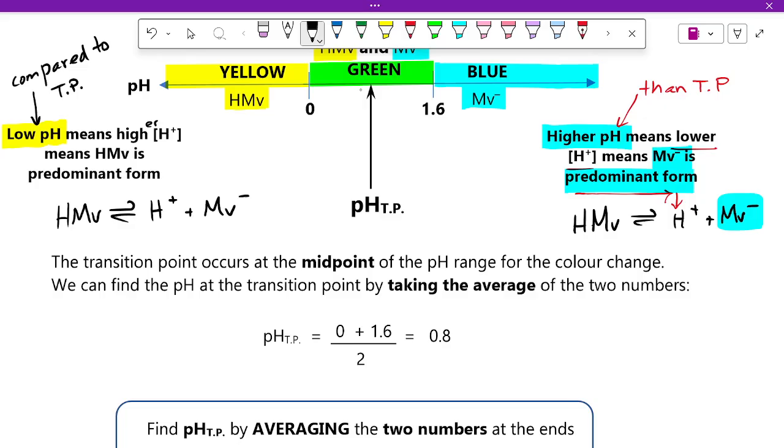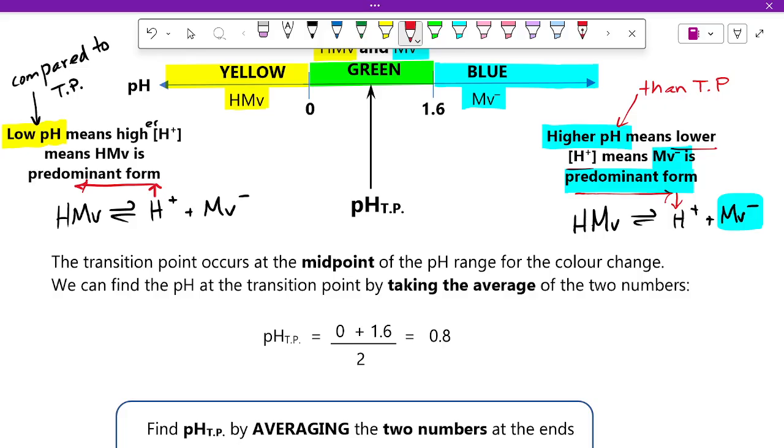When the solution is really acidic, it's yellow. But when it's more basic, it's blue. When it's more basic than pH 1.6, it's blue. When it's at neutral, it's green? No, not for this one. When it's in between pH 0 and 1.6, it is green, for this indicator, because its color change range is pH 0 to 1.6.